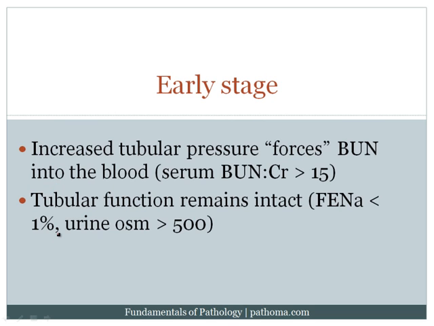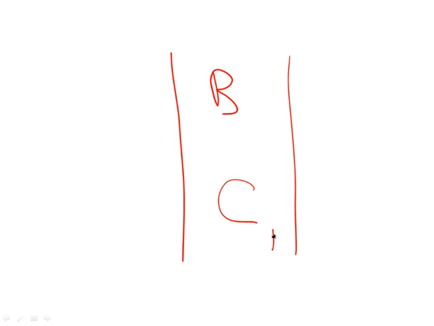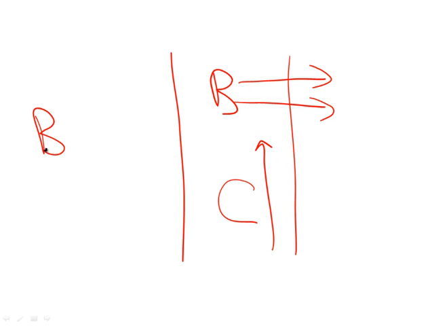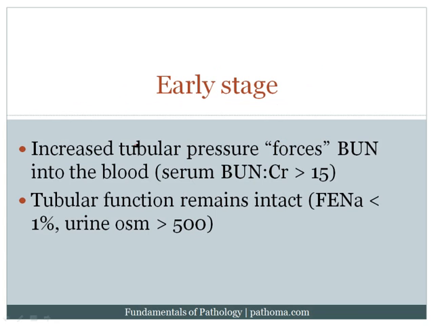Now, in the very early stages of a post-renal azotemia, there will be increased tubular pressure, which will force BUN back into the blood. This is going to increase the BUN to creatinine ratio. Again, let's illustrate this. Here's the tubule, and you're normally filtering both BUN and creatinine into the filtrate. Because there's going to be a back pressure coming from the obstruction, this back pressure will force additional BUN out into the blood. And so the BUN to creatinine ratio in the blood will now be greater than 15. At the same time, it's important to note that the tubular function remains intact during the early stage of post-renal azotemia.